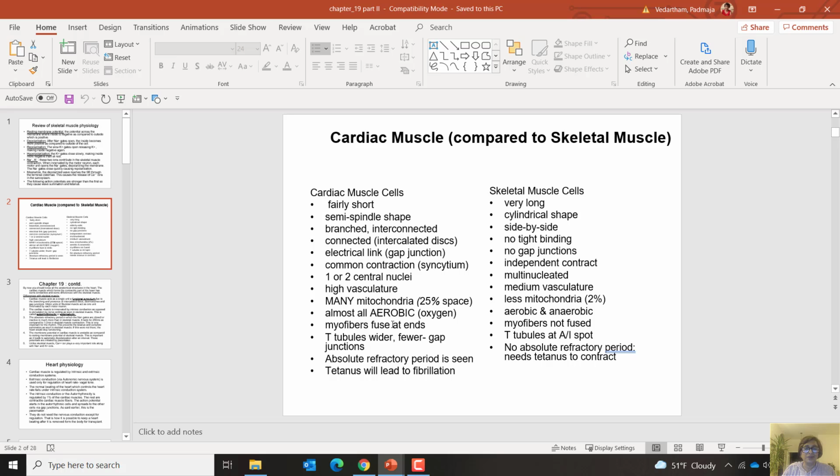There are many mitochondria in cardiac muscle, 25% of the space, whereas in comparison skeletal muscles have only 2%. Cardiac muscle is all aerobic, whereas in skeletal muscle you have aerobic and anaerobic respiration. And then T-tubules, myofibrils, that's fine. In cardiac muscle, T-tubules are wider, with fewer gap junctions. You have T-tubules at every sarcomere, so at the ending of the Z disc, you have a T-tubule.